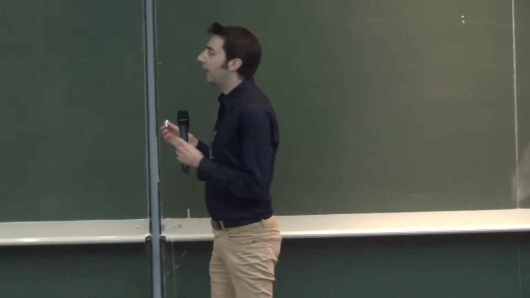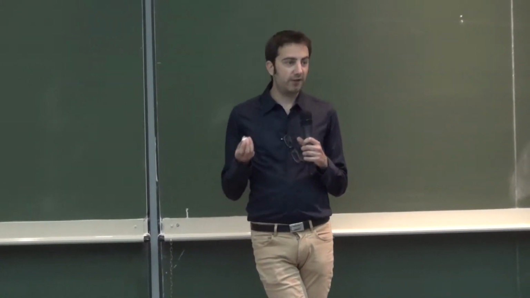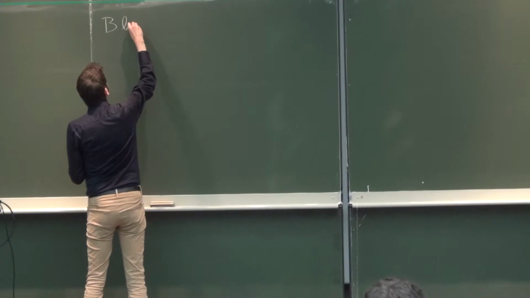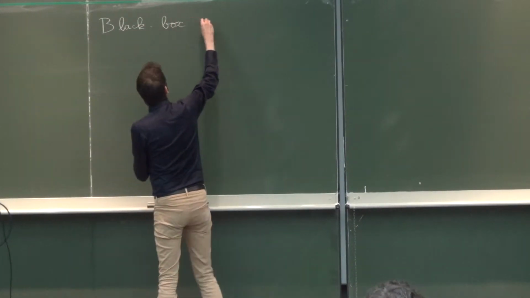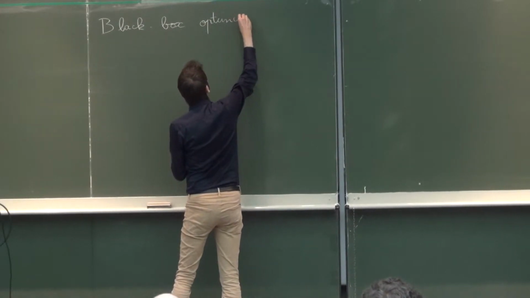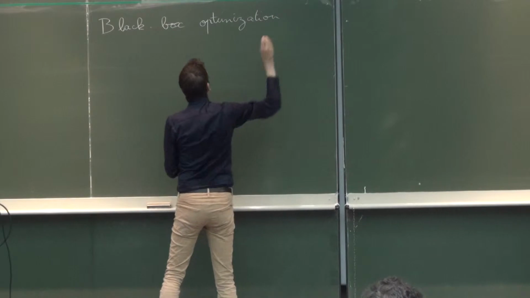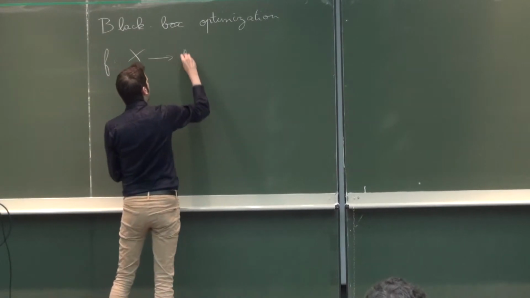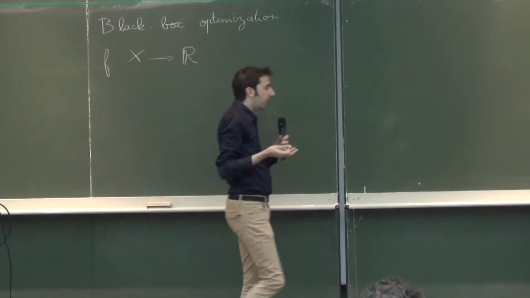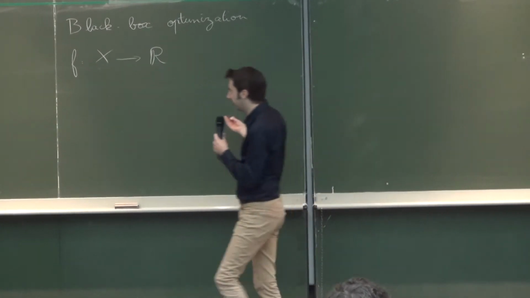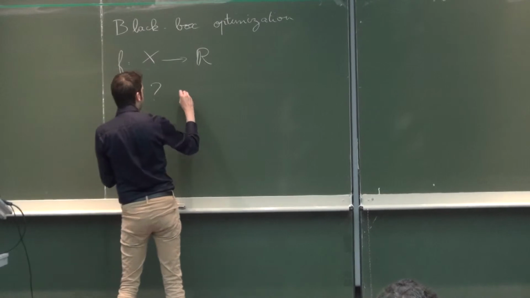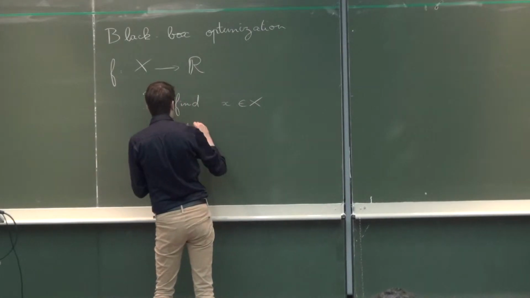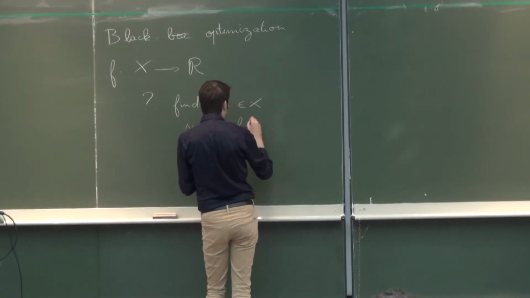Technically, I will begin with one of the applications, namely optimization. So, what is called black box optimization, it's a very old problem. You have a space X, and you have a function from X to R. X can be basically anything, but it's typically a space of configurations of an object you're interested in. And the question is to find a point in X such that the value of F is the best possible.